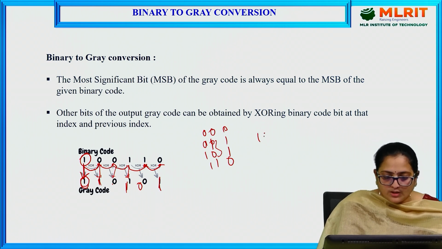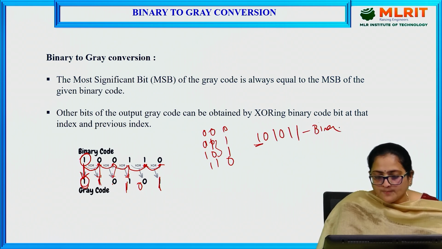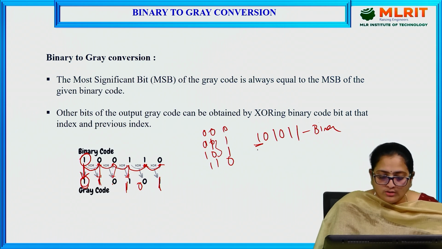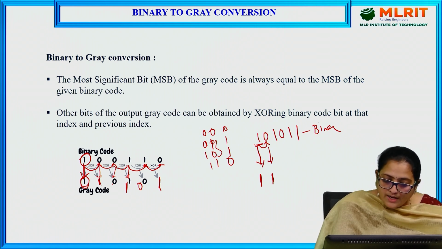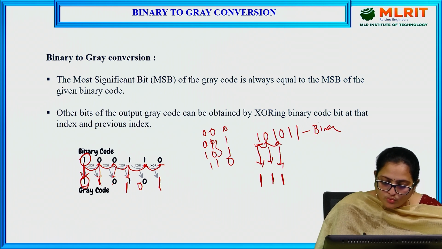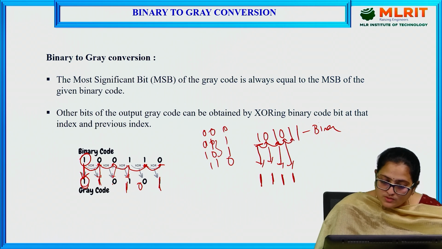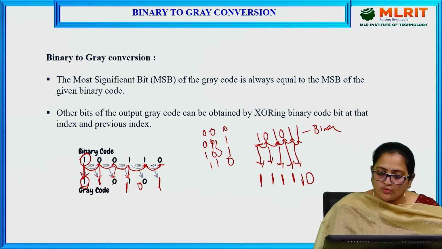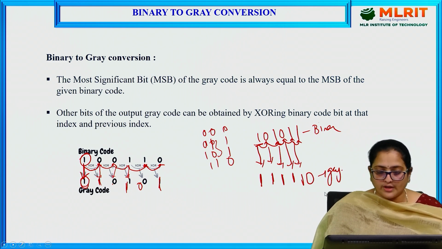For example, we'll be taking 101011. Let us assume this is a binary code. I'm converting the binary code into a gray code. First the MSB bit will be kept as it is, 1. Now 1 XOR with 0 produces an output of 1, and 0 XOR with 0 produces an output of 0. And again 0 XOR with 1 produces output of 1. 1 XOR with 0 produces output of 1. 0 XOR with 1 produces an output of 1. 1 XOR with 1 produces output of 0. This is the gray code. So, this is how you can convert a binary code into a gray code.